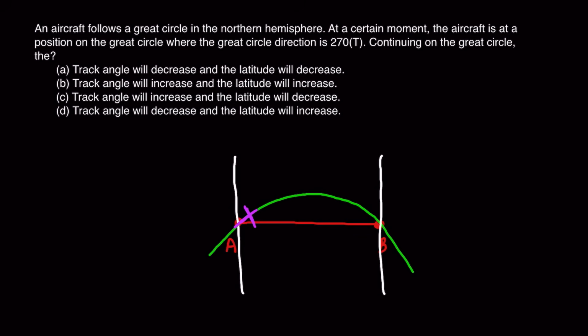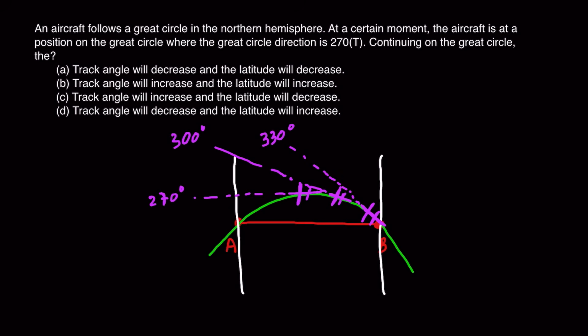Let me just get rid of this. So let's say I've taken off from B. I want to go to A following this great circle track. So B to A, this angle looks like 330 to me. I'm continuing. This looks like 300 to me. Now I'm over here. This looks like 270 to me. Yes, 270. That's what the question is talking about. So the aircraft is at a position on the great circle where the great circle direction is 270 degrees true.